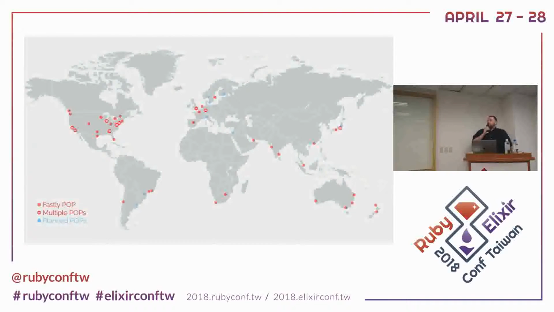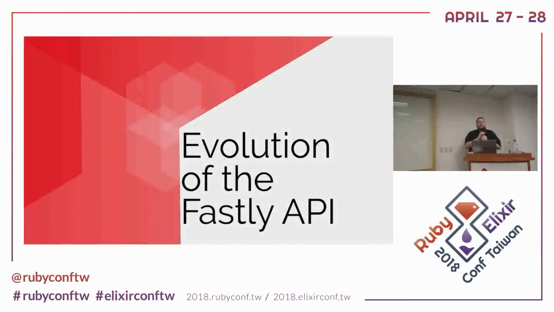We have servers all over the world which serve more than 14 trillion, with a T, internet requests each month. This constitutes more than 10% of all internet traffic. And so today we'd like to discuss a problem that we believe impacts organizations of all sizes. To help us illustrate this problem, I'd like to tell you a story about the evolution of Fastly's API.